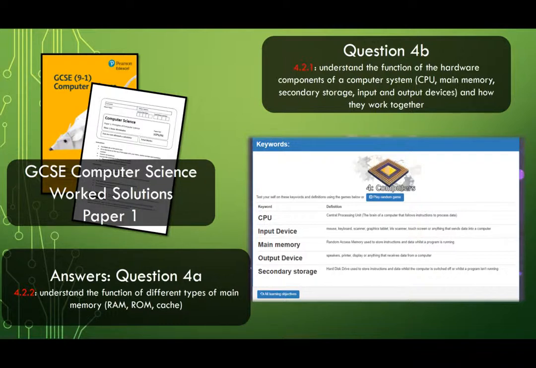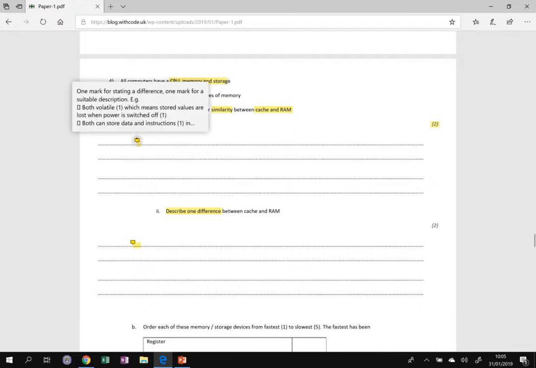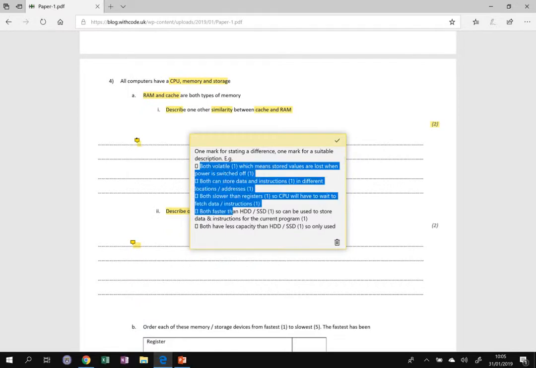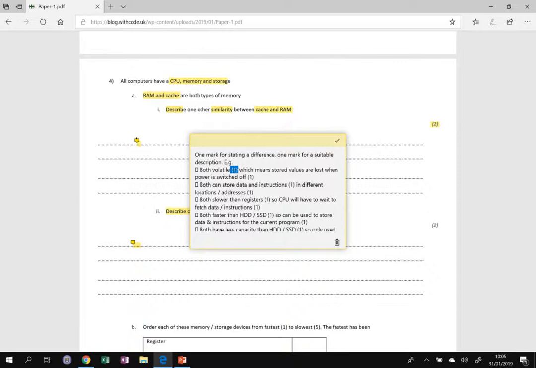So let's have another look at question 4a. Remember, you can download this past paper with a link in the description. This says, describe one similarity between cache and RAM, and 2 marks are available here. In the previous video I said you had to both state and describe. State means you make a point, and describe means you have to say how that relates to what the question says. So you only have to say one of these bullet points, but you have to make both of the points that are indicated with a little 1 here.